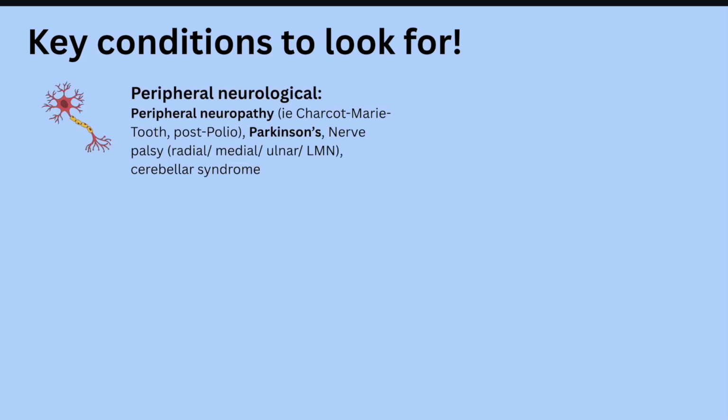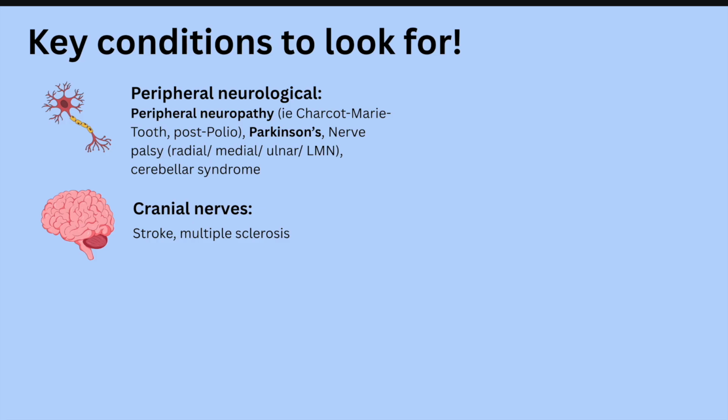For the other stations, for your peripheral neurological exam, think about peripheral neuropathies and the different causes behind those. Parkinson's is also quite common, as are nerve palsies. For cranial nerves, a stroke causing some sort of cranial nerve lesion is very likely.